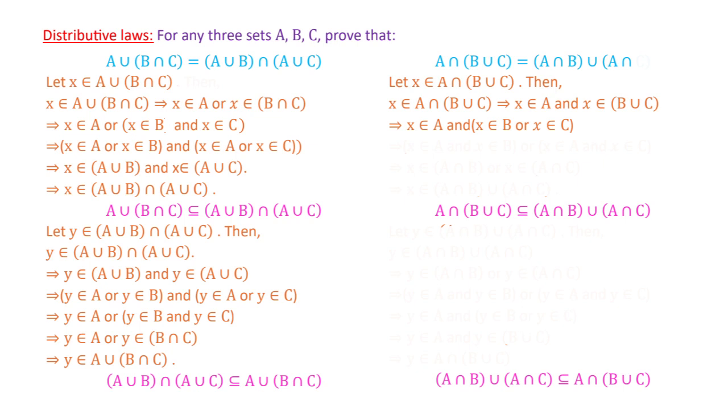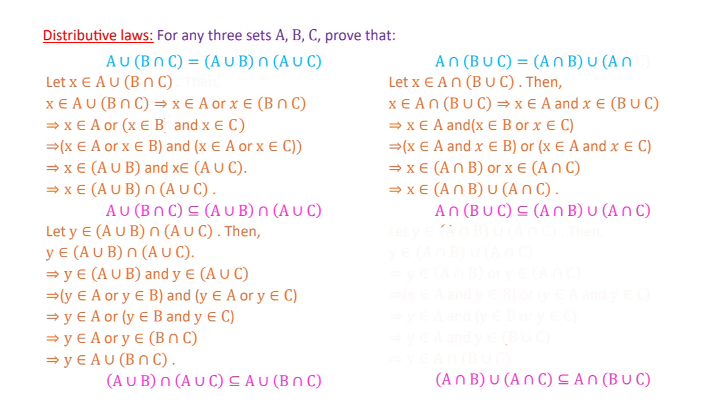We are saying X belongs to A and (X belongs to B or X belongs to C). We can write it in the form: X belongs to A and X belongs to B, or X belongs to A and X belongs to C. Now replacing this "and" with intersection, we can write this statement as X belongs to A intersection B, or X belongs to A intersection C. Now replacing this "or" with union, we obtain the required result.